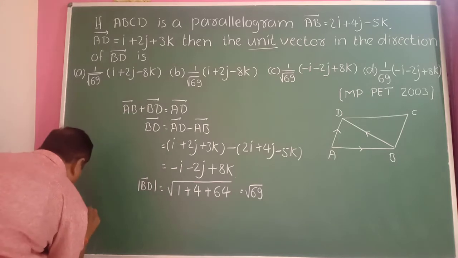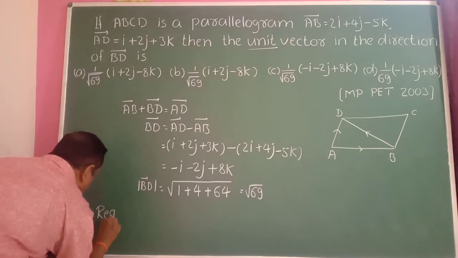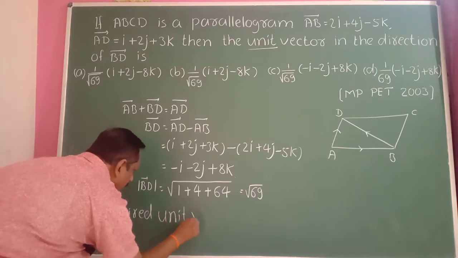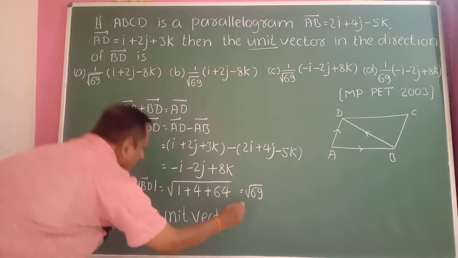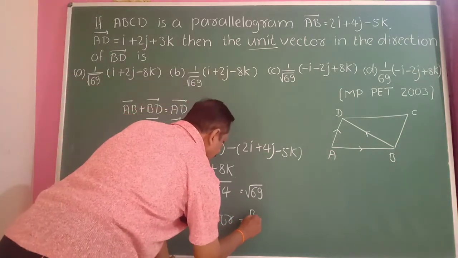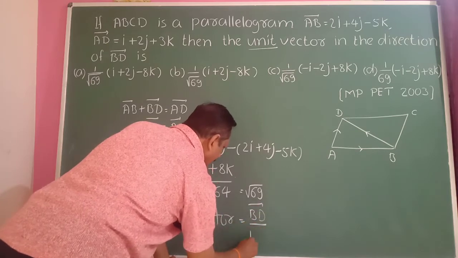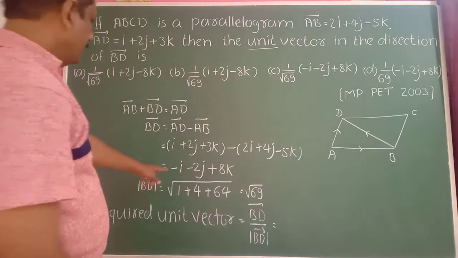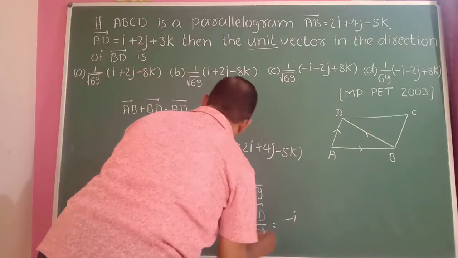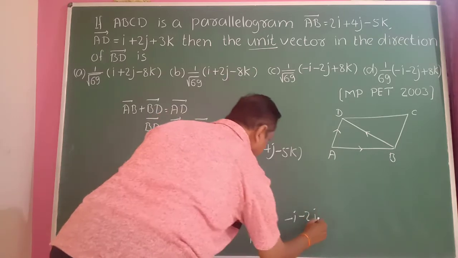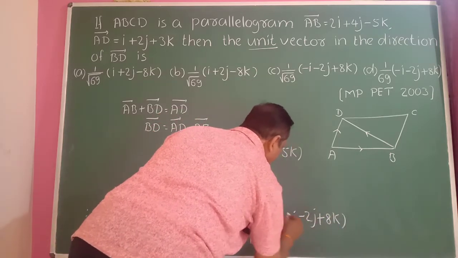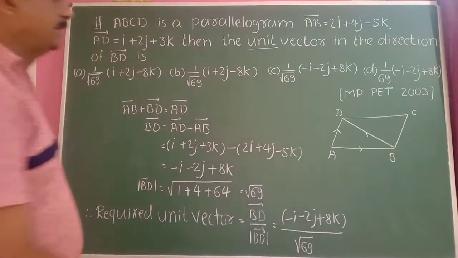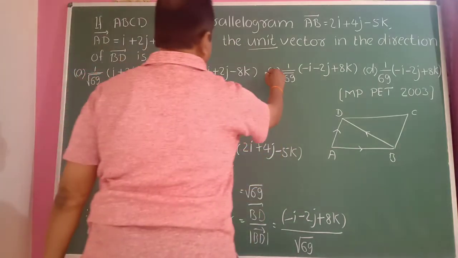Here we want a unit vector in the direction of the vector BD. Therefore, the required unit vector is equal to the vector BD divided by modulus of the vector BD. Therefore, minus i minus 2j plus 8k divided by root 69, square root of 69. Then obviously the third option is correct.